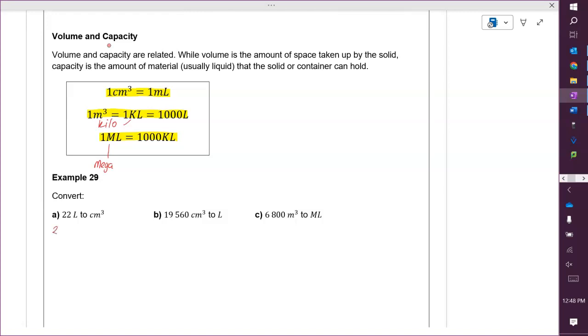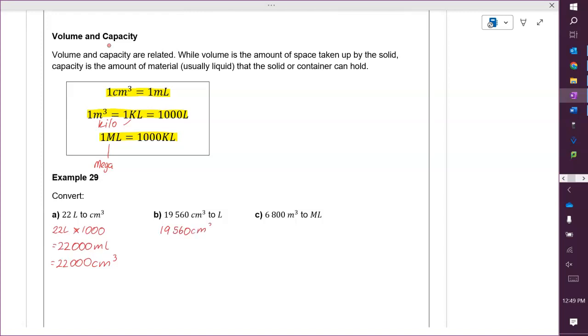So here we're going 22 litres into centimetres cubed. So if we have litres, I need to convert that into millilitres to get it into centimetres cubed. So we know that in 1 litre there are 1,000 millilitres. So if we times this by 1,000, that's going to give us 22,000 millilitres. And if I have 22,000 millilitres, that is the same as 22,000 centimetres cubed, because they are the same. It's a 1-to-1 ratio.